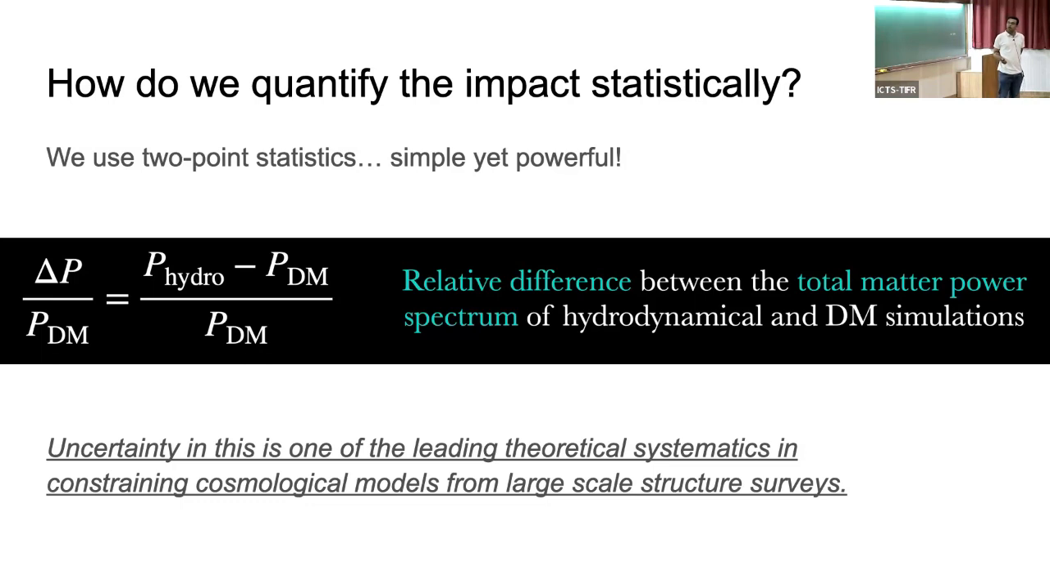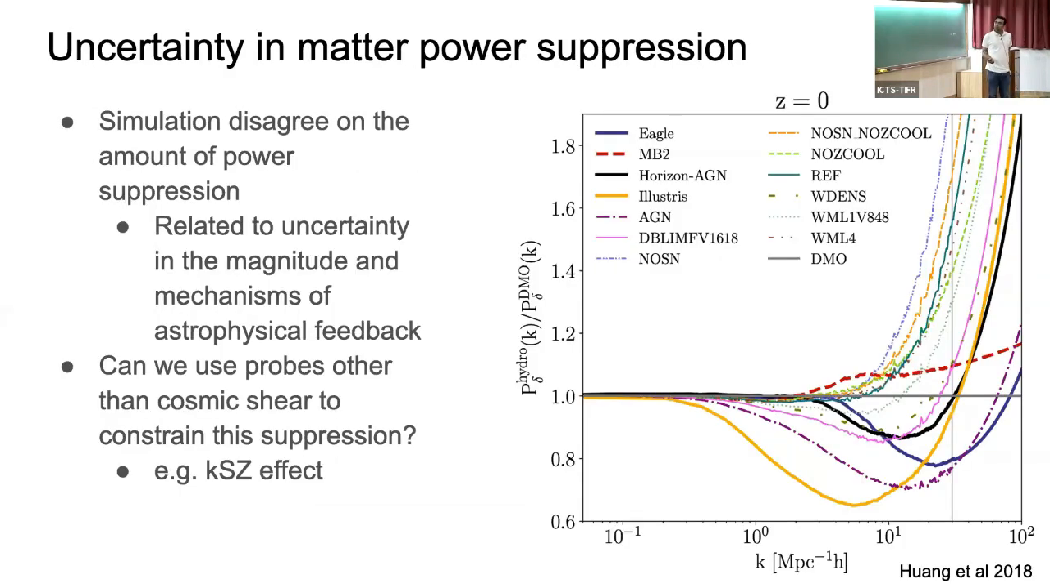This quantity is fairly poorly constrained and currently comprises one of the leading theoretical systematics in cosmological analysis, particularly with weak lensing. Just to get a gauge of it, here is a similar quantity, instead of delta P over P, it's just P hydro over P dark matter, so centered around 1. All the different curves are estimates of this from various hydrodynamical simulations, which have different prescriptions of baryonic feedback.